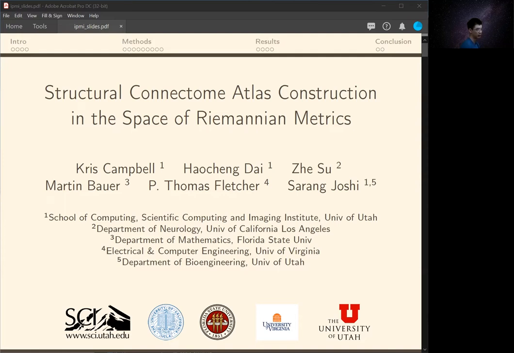Martin Bauer provided the mathematical foundations. Tom Fletcher and Sarang Joshi applied it to the structure connectome and the tractography. Sue, Kris, Campbell, and I implemented the whole framework.